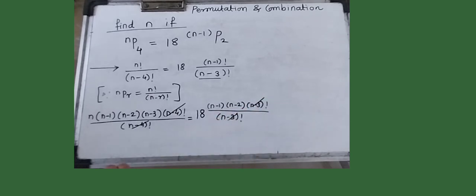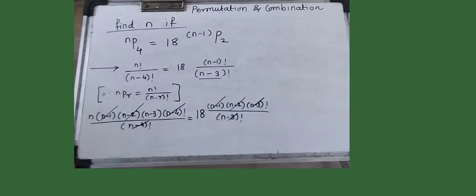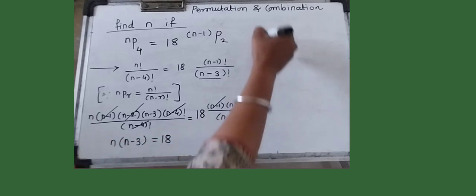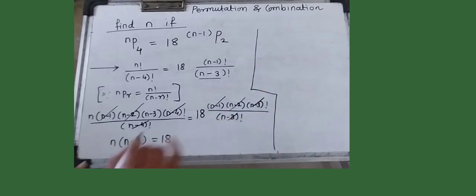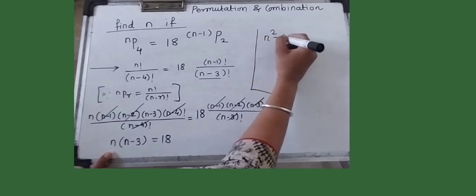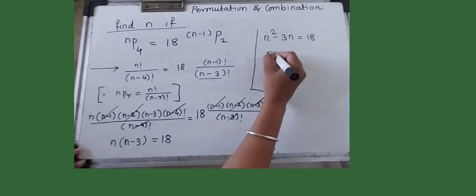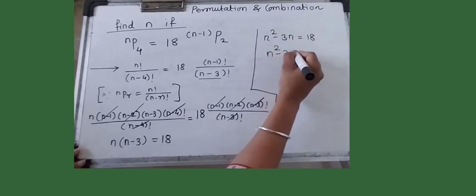This term gets cancelled. What is remaining? On both sides, n minus 1 is cancelled, n minus 2 is cancelled. What is remaining here? N into n minus 3 equal to 18. This is the only remaining thing. Now see how simple it is. Multiply: n square minus 3n equal to 18, so n square minus 3n minus 18.